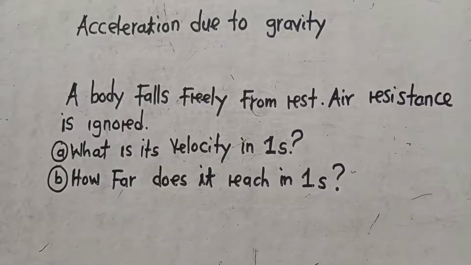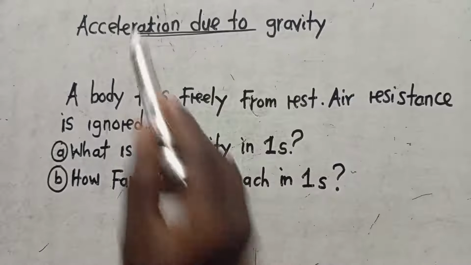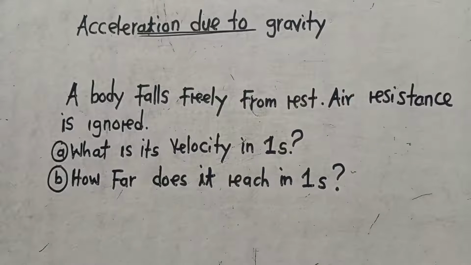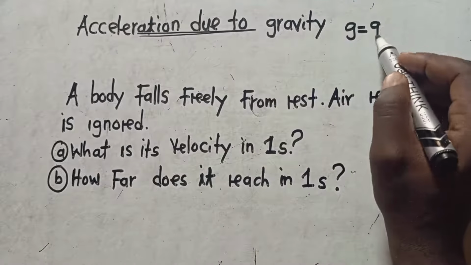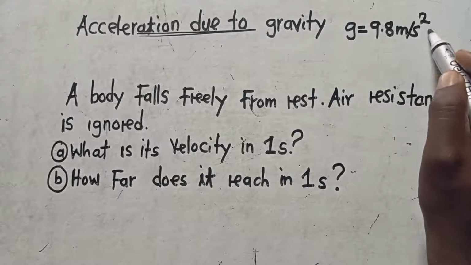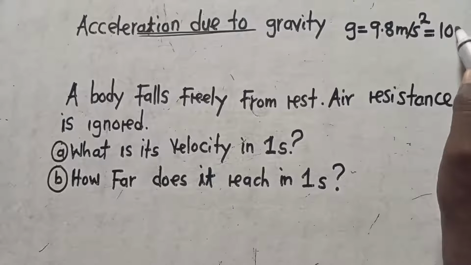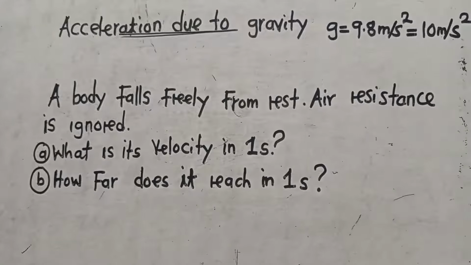All objects accelerate uniformly downwards on the earth if air resistance is ignored. This is called acceleration due to gravity. You also need to understand that acceleration due to gravity is approximated to be 9.8 meters per second squared. We just use 10 meters per second squared. This is what we know and understand.